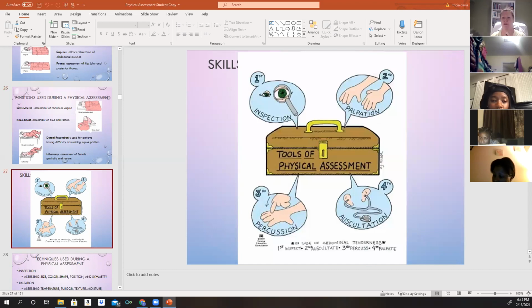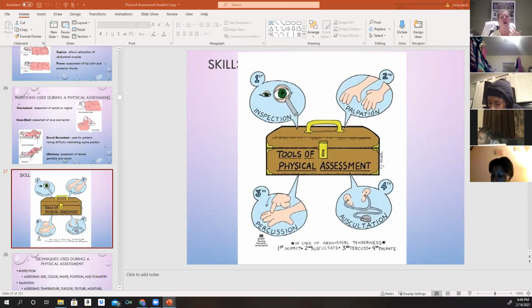So, tools of the physical assessment. Those are our four tools. The first is inspection. That's what we see. While we're talking to our patients and giving medications, we are assessing our patient. We're looking at their skin. We're looking at their eyes. We're looking at the way they're walking. We're looking at their fingers. We're looking at everything. Palpation, that's when we're feeling.